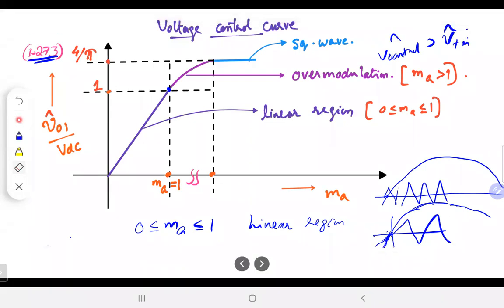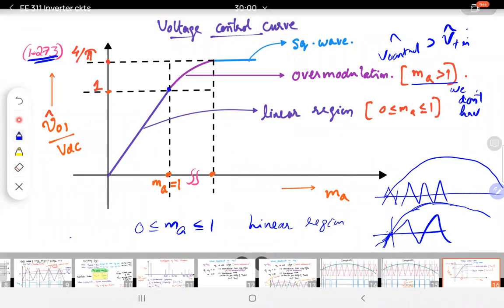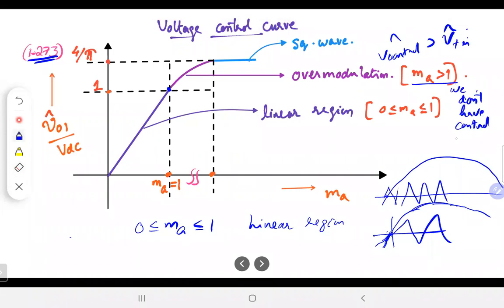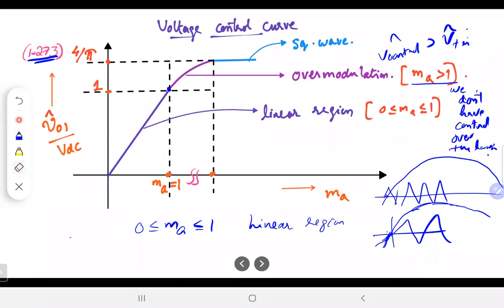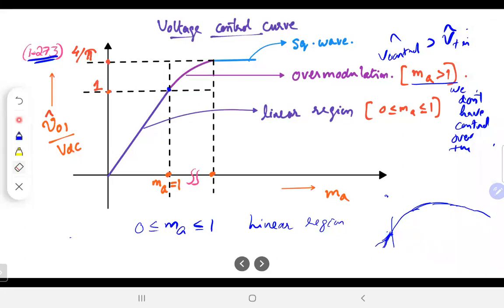So from MA greater than this, we don't have any control over the harmonics. It may eliminate something because there are some pulses, but in general, I don't have any control over the harmonics. Harmonics are not completely under our control. As we move further and further, it will be lower and lower.